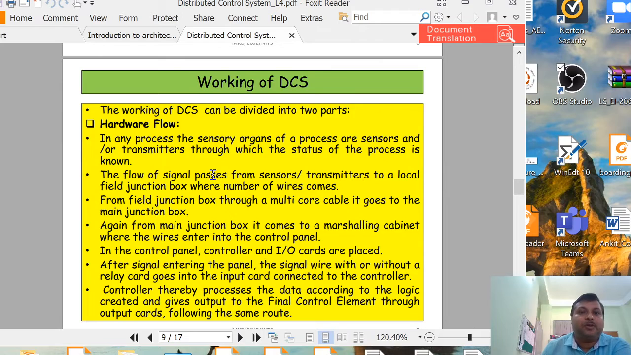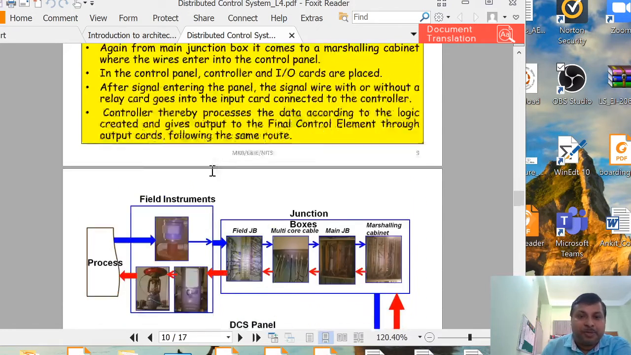Now, next issue we are going to discuss is how the DCS is working. The working of DCS can be divided into two parts. First, we will see the hardware flow, then we will see the software. In any process, the sensory organs of a process are sensors and transmitters through which the status of the process is known. The signal flows from the sensors and transmitters to a local field junction box where a number of wires come. So now pictorially just you see it.